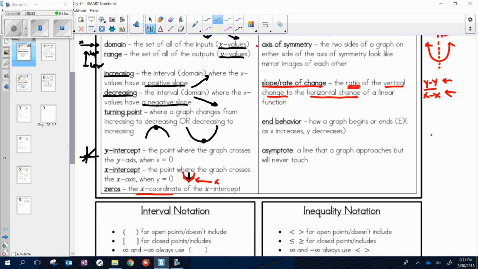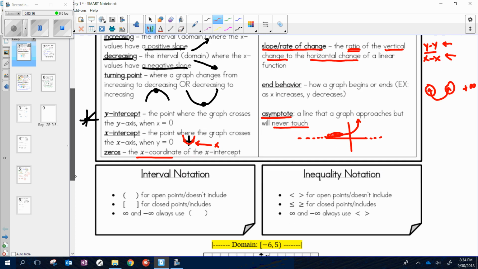End behavior, that's what the tails of the graph are doing. So like these tails are both shooting off to positive infinity. And asymptote is a line that a graph approaches but never touches. That becomes more important in a future unit, but that would be like this dotted line here, showing that the graph is getting closer and closer but never touching.